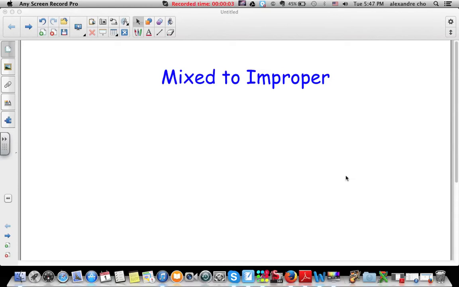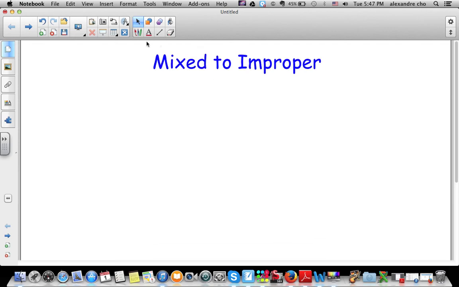Okay, so we're doing mixed numbers to improper. That's not that difficult of a topic. And we can move this up here. All right, so changing a mixed number to an improper fraction.